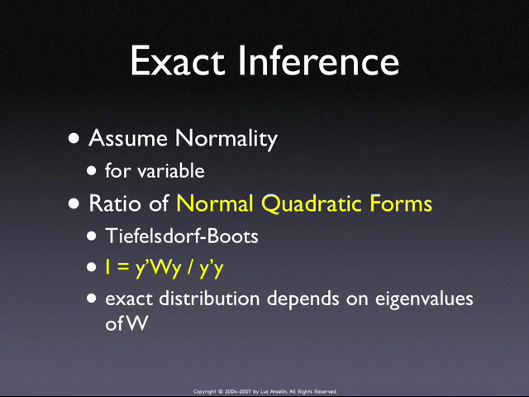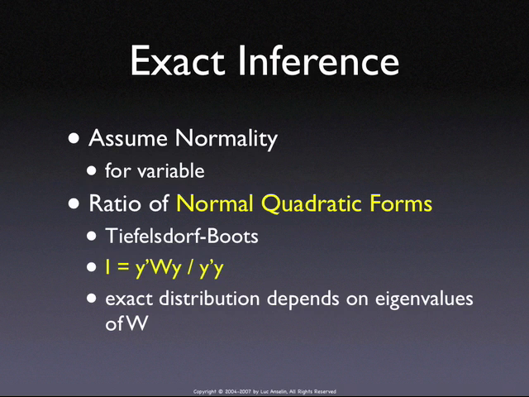But you can find the exact distribution for the Durbin-Watson statistic, and that turns out to be a function of the variables and a function of the weights matrix through the eigenvalues of the weights matrix. So I'll spare you the details. I just want you to know this result exists. It's there. Okay.